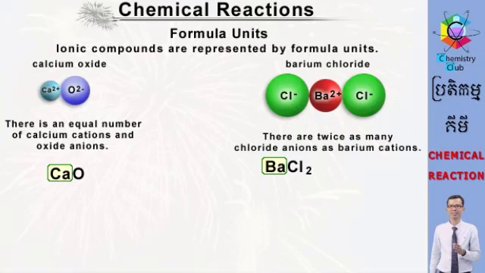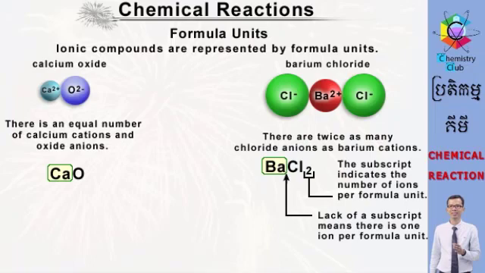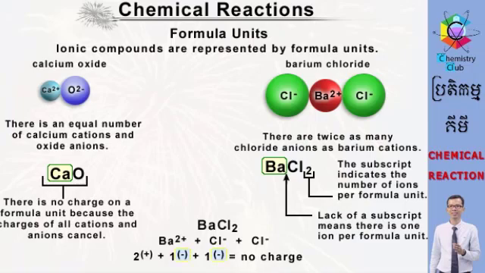Notice that the cation is named first in a formula unit. The subscript in a formula unit indicates how many ions of that element are present per formula unit. As in molecular formulas, lack of a subscript indicates there is one ion in each formula unit. In neither of these examples is there a charge on the formula unit. This is because the charges of all the cations and anions in a formula unit will always cancel, leading to electrical neutrality. For example, in barium chloride, the single negative charges of each of the two chloride anions cancel the two positive charges of the barium cation.